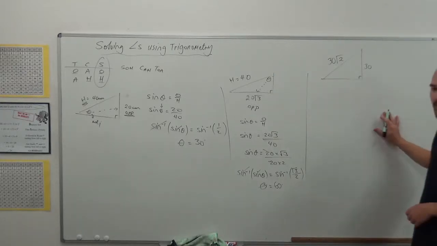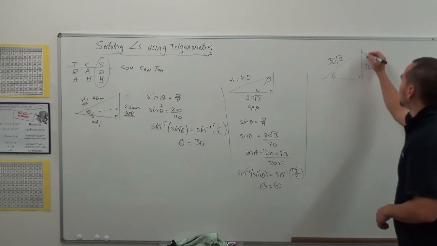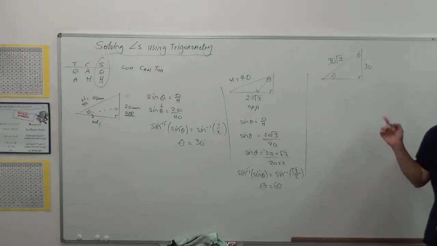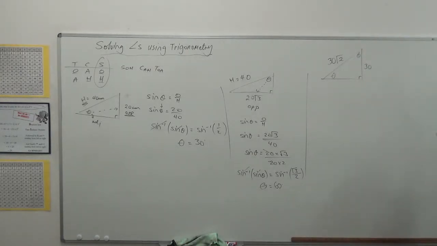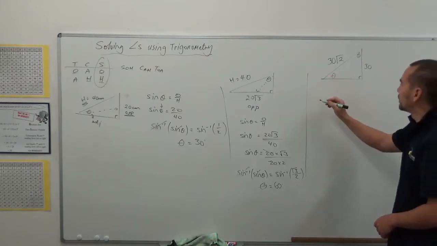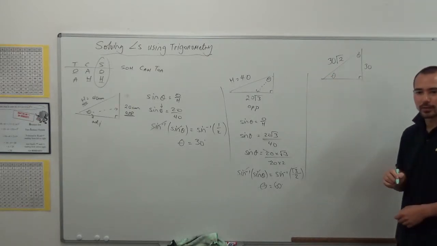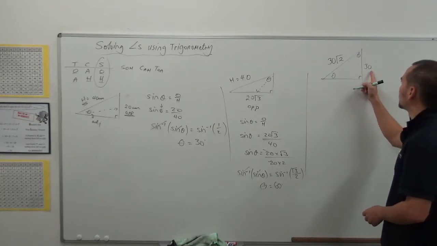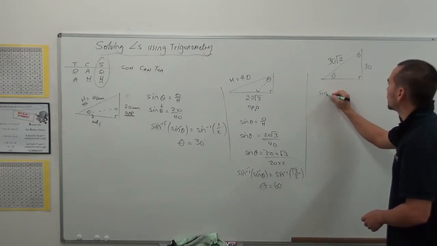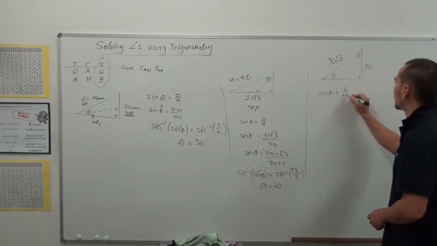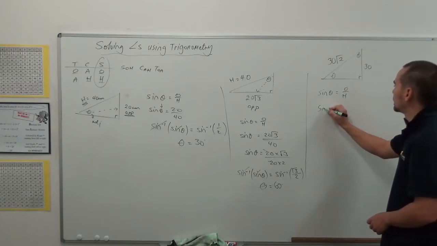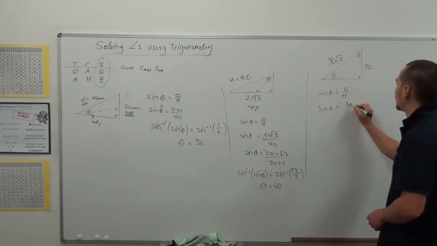Okay, so we've got this question. Theta is here, phi is there. We're going to solve both angles. Okay? Right, if I want to solve theta first, which trig ratio do I use? Sine. Opposite and hypotenuse, okay, so sine theta is equal to O over H, and sine theta is equal to 30 divided by 30 root 2.